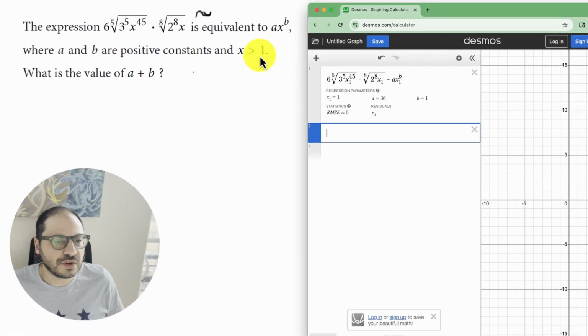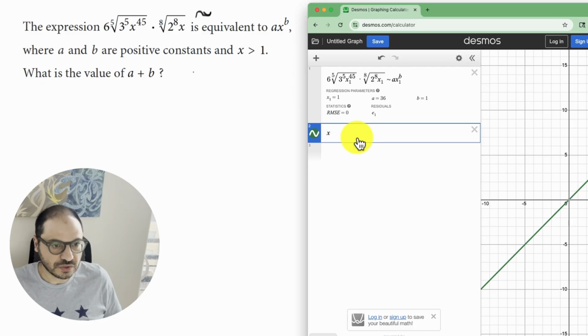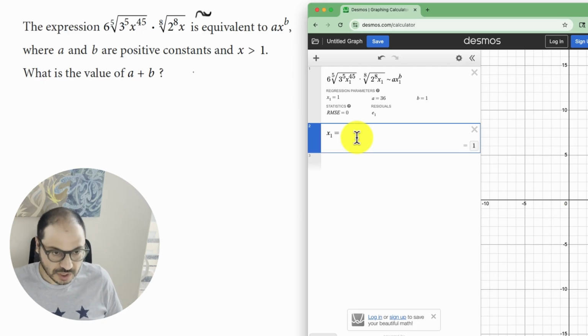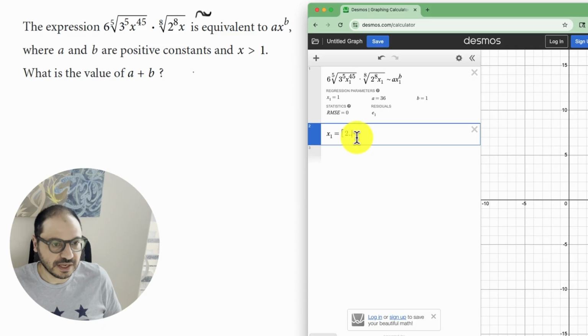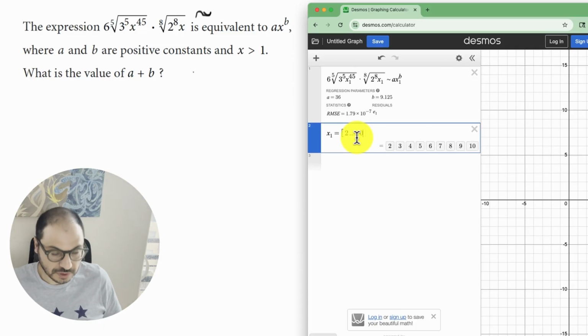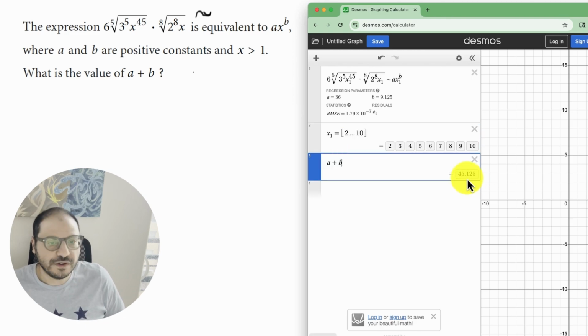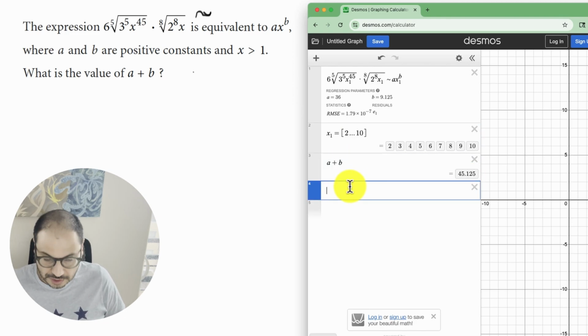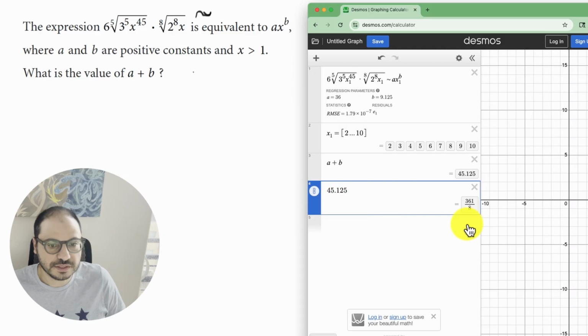It says x is greater than 1, so we're just going to put in the second row x1 equals brackets, and we'll do 2 dot dot dot 10. So we're going to do a bunch of values greater than 1. And then what is the value of a plus b? 45.125. And if you want to put it in the fraction form, put that here and then click this. 361 over 8. So there's your final answer.